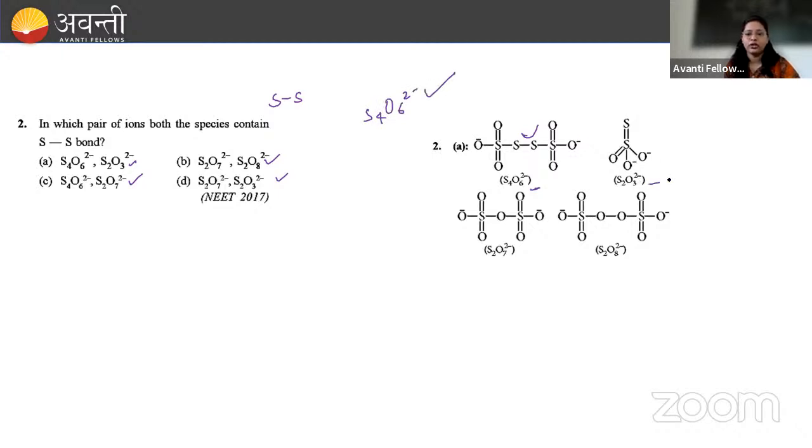Next is S2O3 2 minus, present in this option A. Here also you can see there is an SS bond. But when you see different species like H2S2O7 and H2S2O8, you will observe that there is no SS linkage. There is oxygen present in between the sulfurs. So that's why option A is our correct answer. You can see it from the structure also. Any doubts regarding this?